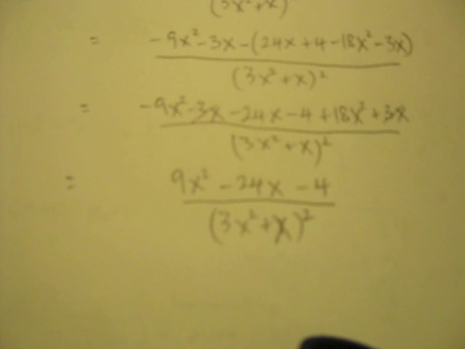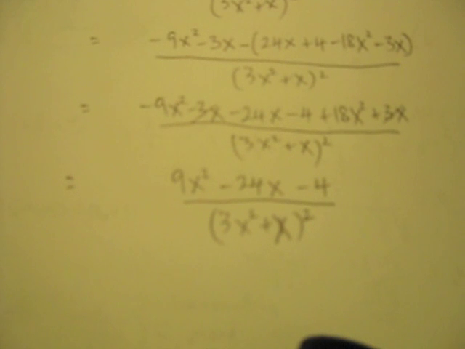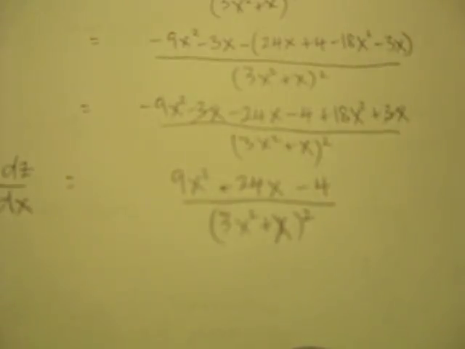Alright, now we could leave it like this. We could try and see if we could factor this, top and bottom, see if we can get anything else, but that's demonstrating the quotient rule. In other words, differentiating our function, and so our end result is dz on dx, and using the quotient rule, this is the function that we end up with.